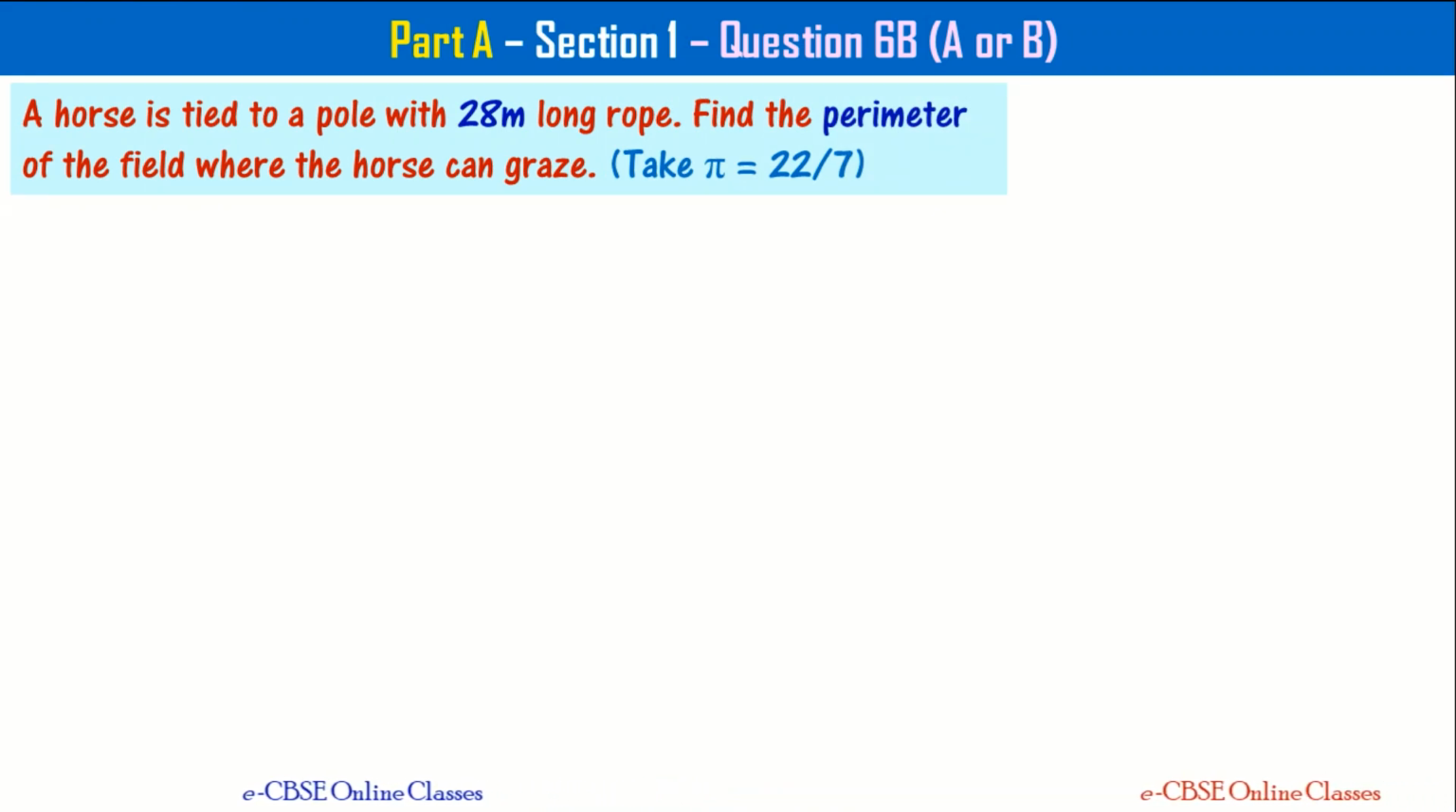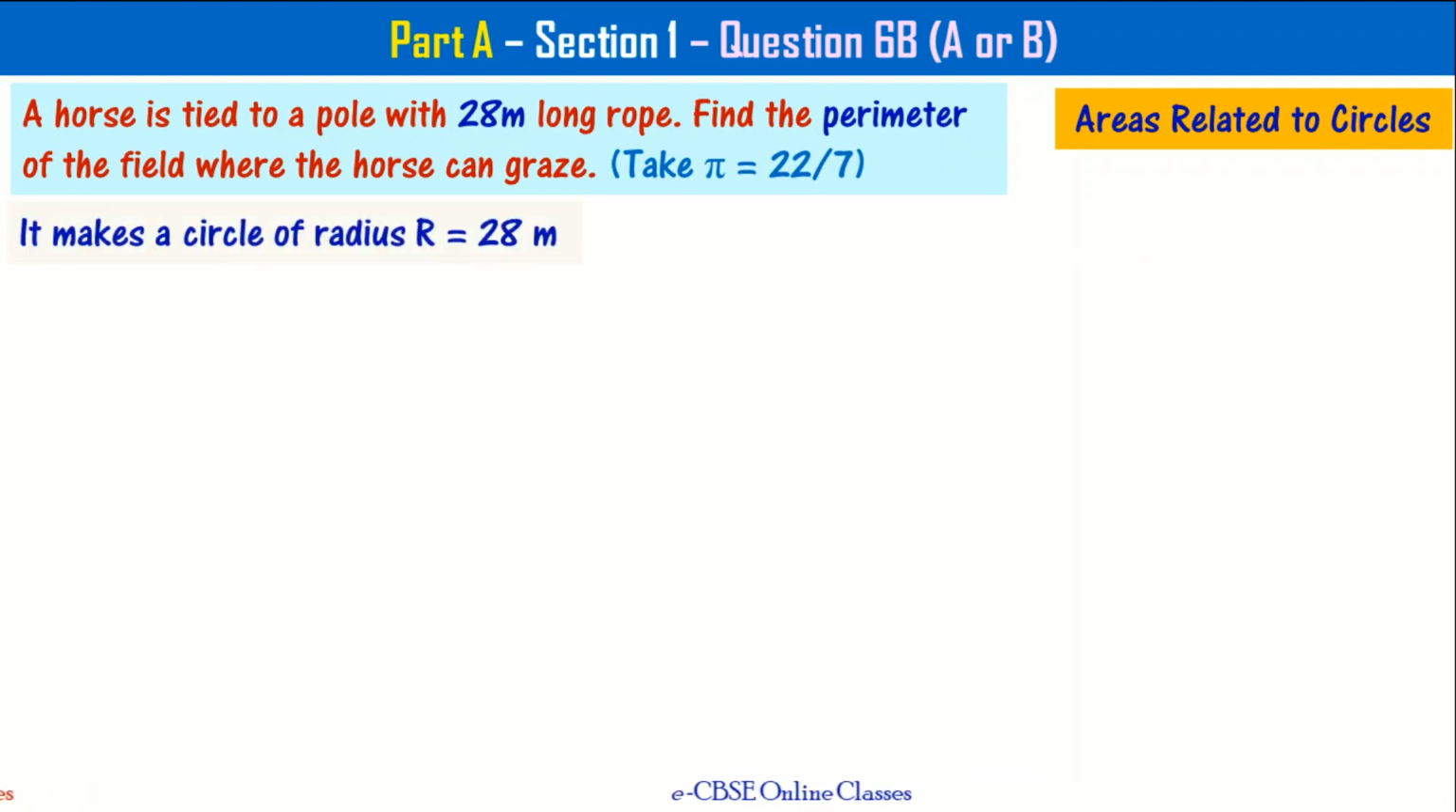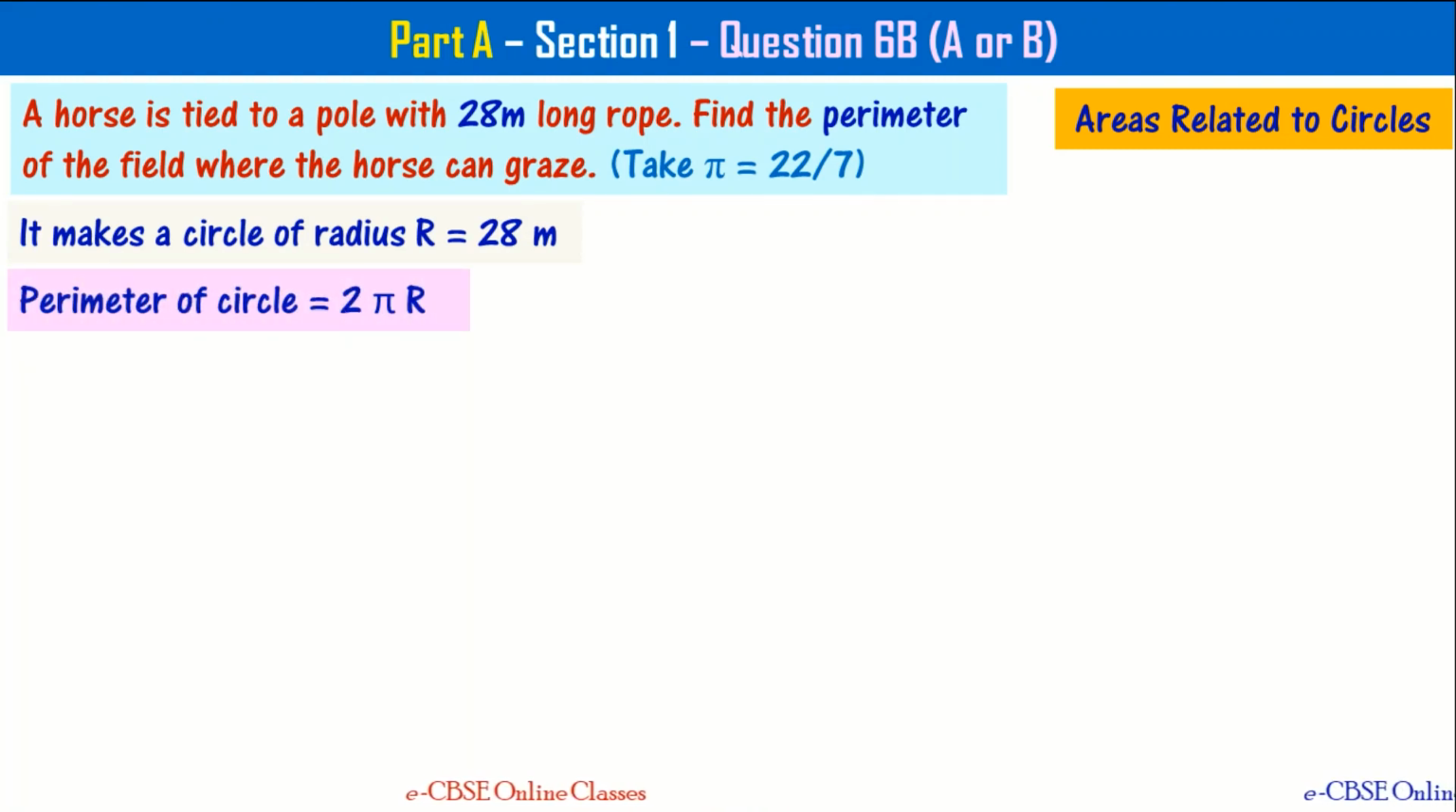A horse is tied to a pole with 28 meters long rope. Find the perimeter of the field where the horse can graze. Take pi equal to 22 by 7. It is also from areas related to circles chapter. If you allow the horse which is tied to a pole to graze, it makes a circle of radius equal to r. In this particular case, radius is 28 meters given. Perimeter of circle is defined as 2 pi r, right?